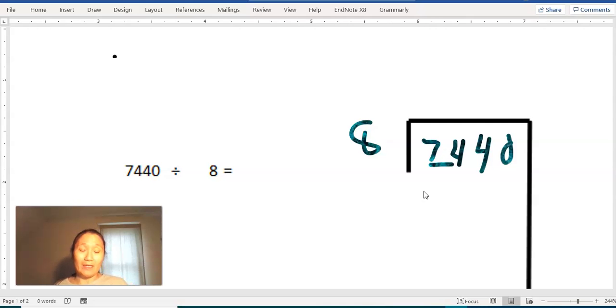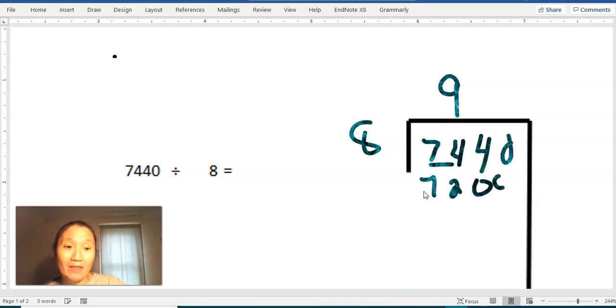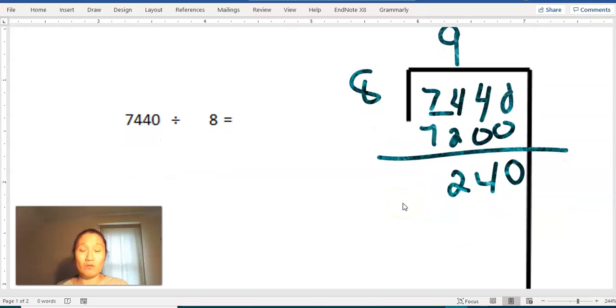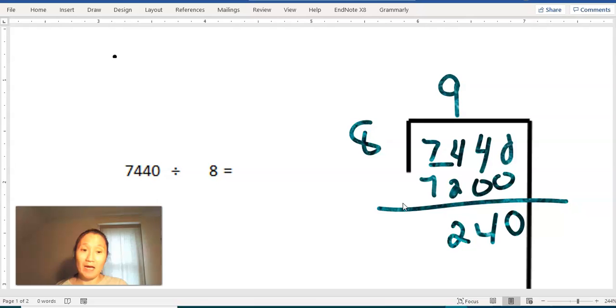Well, I know that 8 times 9 gets you 72, close to 74. Add the zeros, subtract, so 0 minus 0 is 0, 4 minus 0 is 4, 4 minus 2 is 2. Okay, so this is about the same, it's just a few more digits. Now then, we have 24.